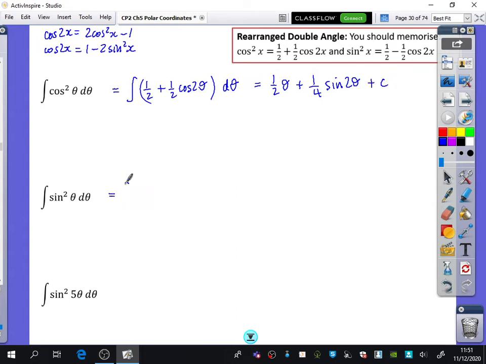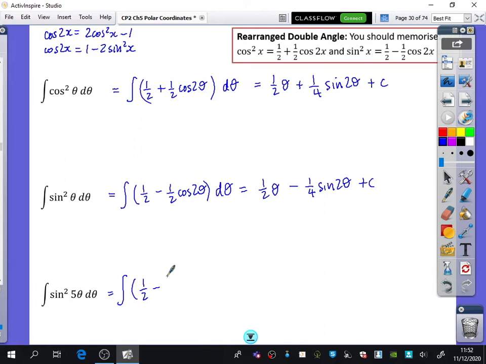So then I'm going to do sine squared theta, which I know is the same as a half minus a half cos 2 theta, d theta, which is just going to go to a half theta minus a quarter sine 2 theta plus c. And then what is sine squared 5 theta going to be rewritten as? A half minus a half cos of 10 theta.